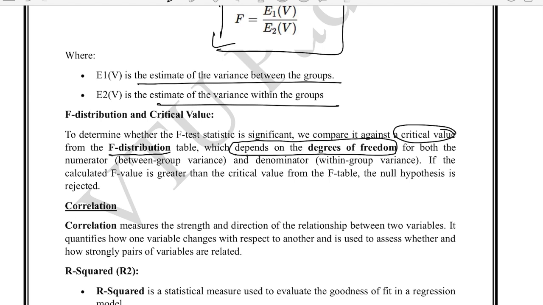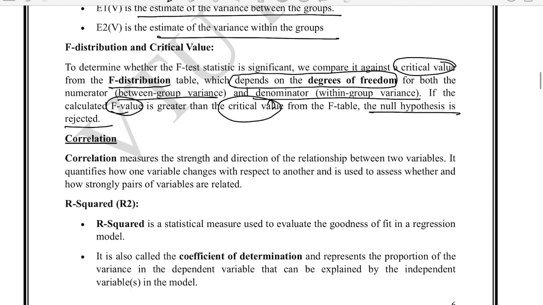For both numerator as well as denominator, the numerator is the between-group variance and the denominator is the within-group variance. If the calculated F value is greater than the critical value, then the null hypothesis is rejected, or else it is accepted. Okay. Correlation next. Correlation mainly measures the strength and direction of relationship between the two variables.